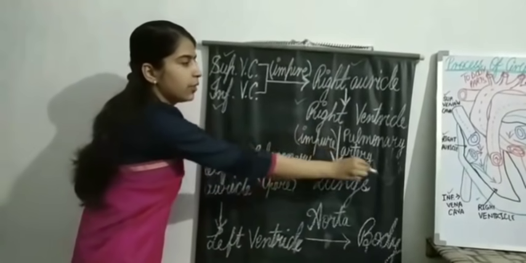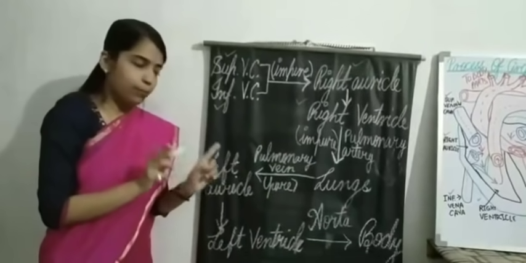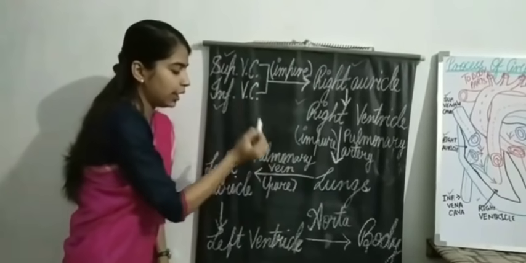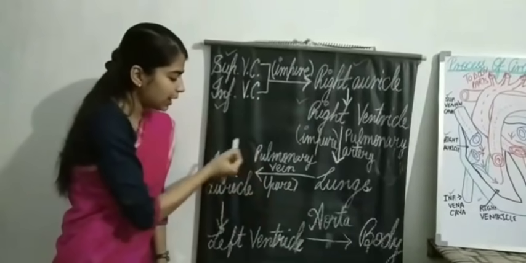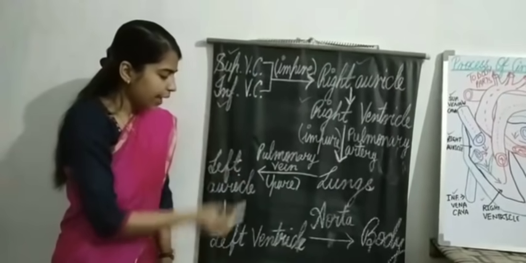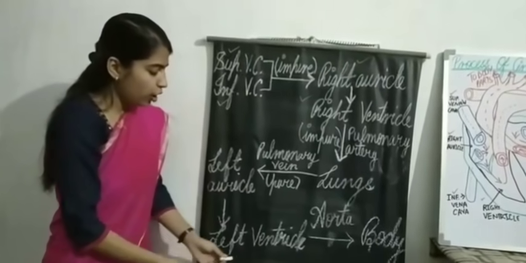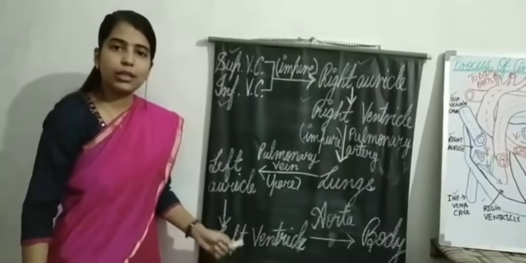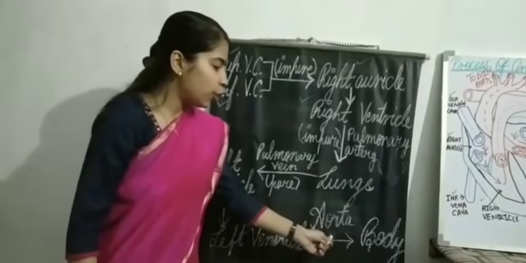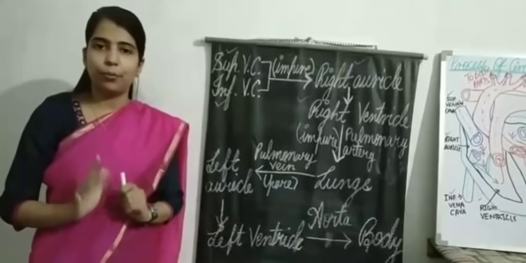Now see, this one was the cycle for the impure blood. Now here comes the work of the pure blood. Now from your lungs, your pulmonary vein will carry your pure blood and pour it into your left auricle. Then from your left auricle, the blood will be poured again into your left ventricle. This is all the cycle for pure blood. And from your left ventricle, the aorta will carry your blood to all the parts of your body.